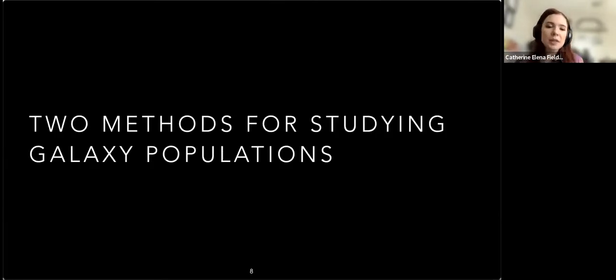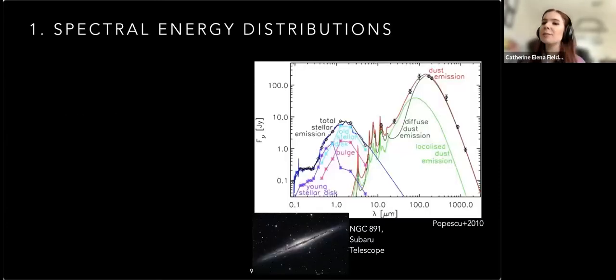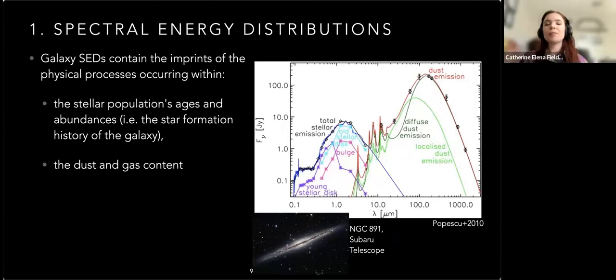So I'm going to quickly remind you all of 2 methods that we use for studying galaxy populations. The first is spectral energy distributions. These are a really great way of understanding what's within a galaxy, because the different physical processes occurring within a galaxy are imprinted at different wavelengths on the SED. So you can see this SED modeled from the galaxy NGC 891, where you can see this is where the stellar population dominates. This is, for example, where the dust dominates. So you get the general constituents of what's within a galaxy.